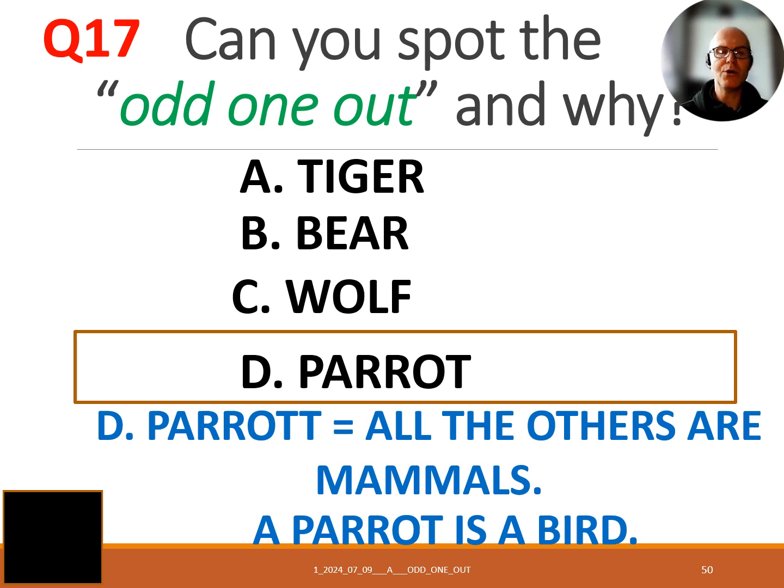Different classification of animal. All 4 are animals, but a parrot is a bird, which is a different classification of animal compared with tiger, bear and wolf, which are mammals. The definition of mammals is that they give birth to live young, whereas birds, of which parrot is one, will lay eggs.